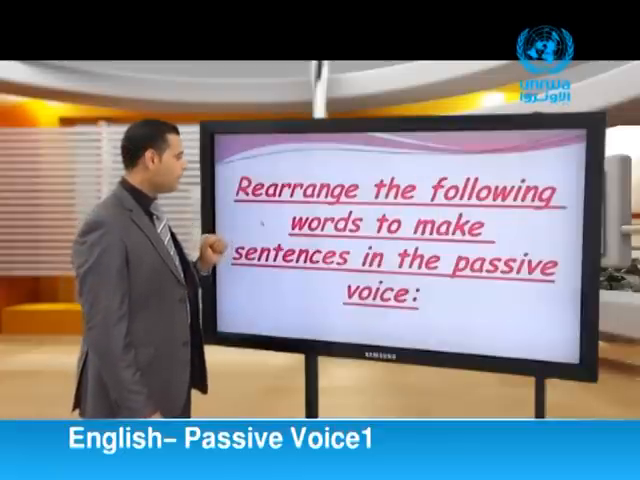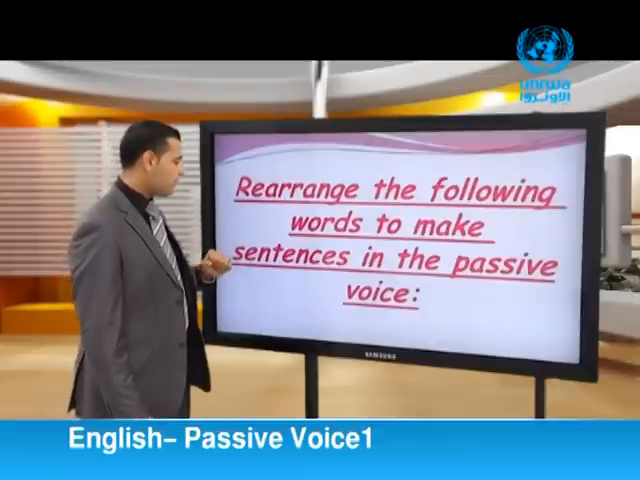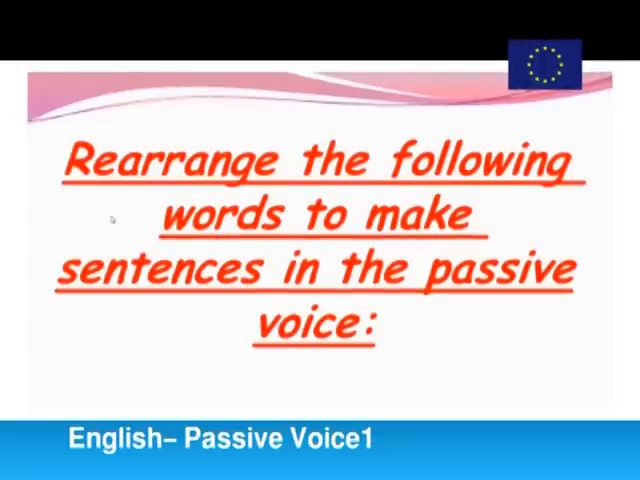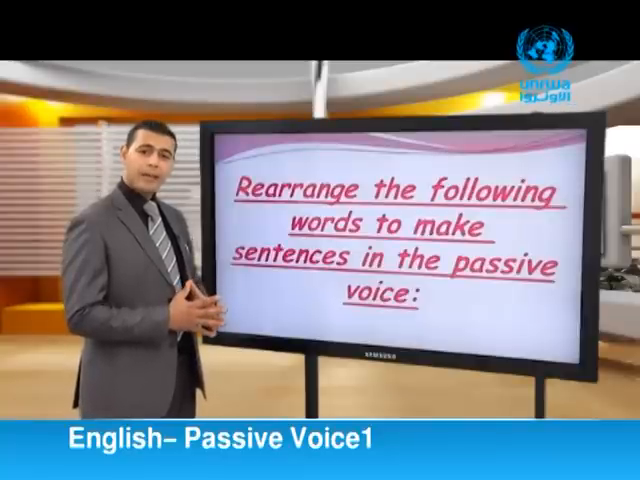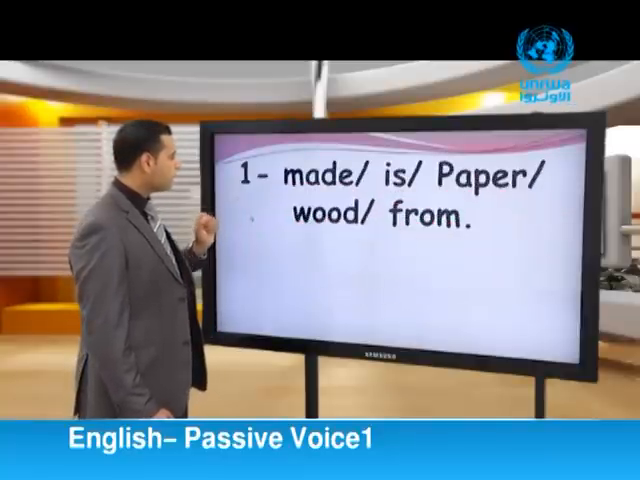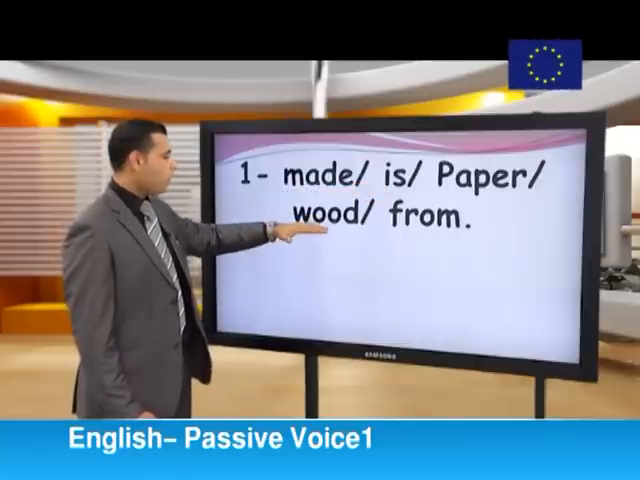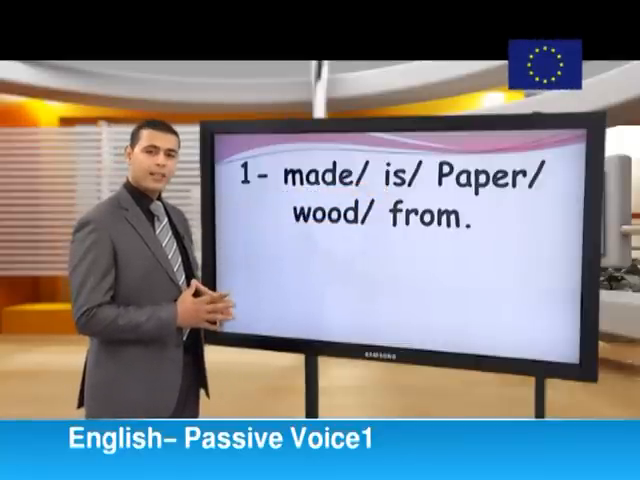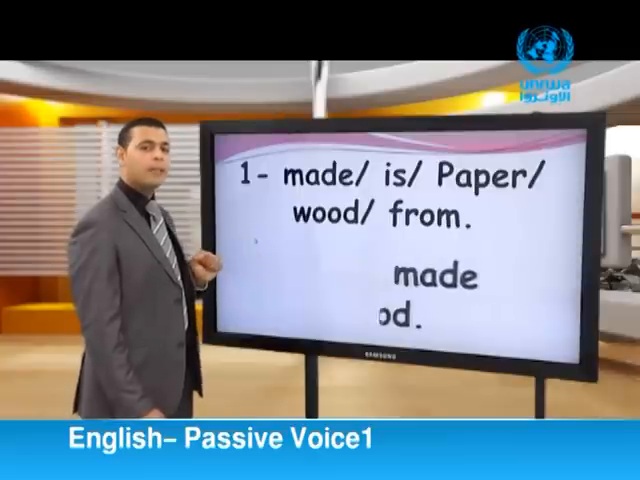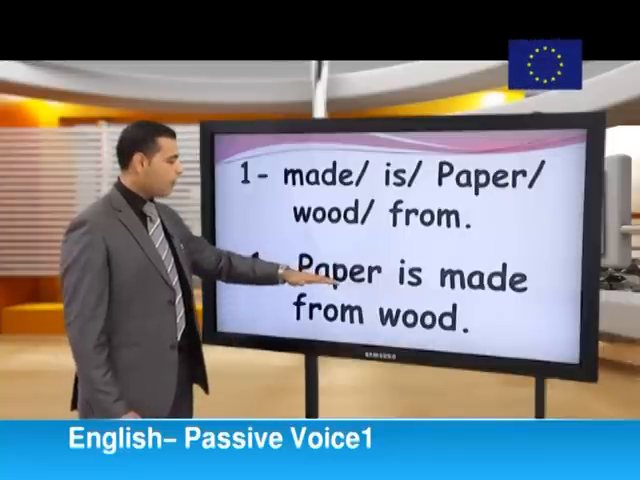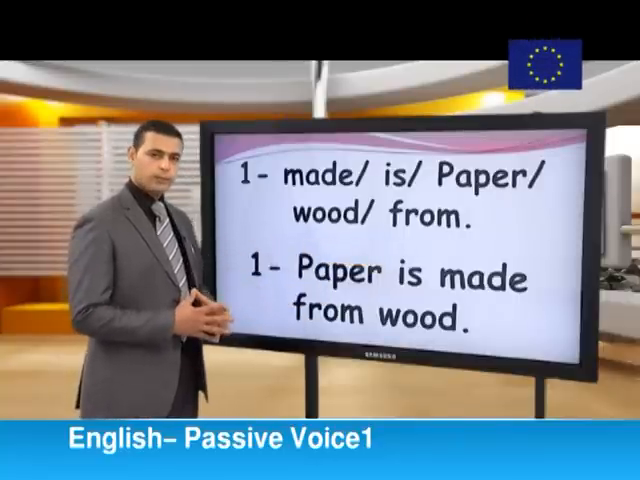لننتقل إلى الشريحة التالية. Rearrange the following words to make sentences in the passive voice. لنرتب الكلمات التالية لنكون جملا في المبني للمجهول. Number 1: made, is, paper, what, and from. Let's make a sentence in the passive voice. لنكون جملة في صيغة المبني للمجهول. Paper is made from what?